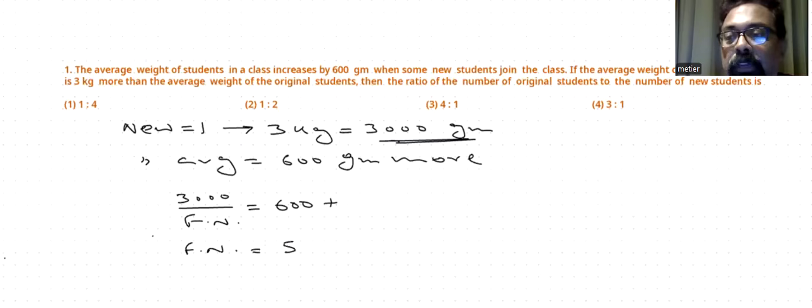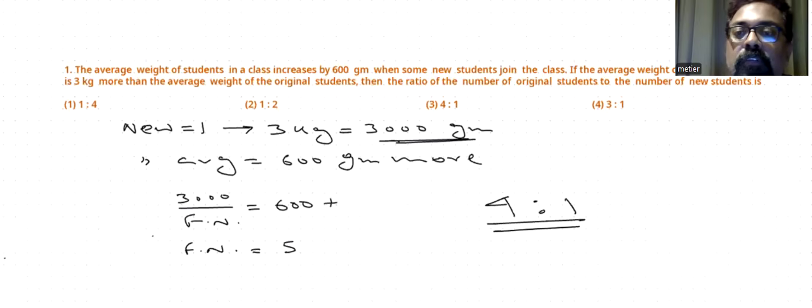Means if we have one new student, the final number will be 5. So original number 5 minus 1, 4. New number 1. So ratio 4:1. 1 is the beautiful number for us, for your satisfaction, for the knowledge.